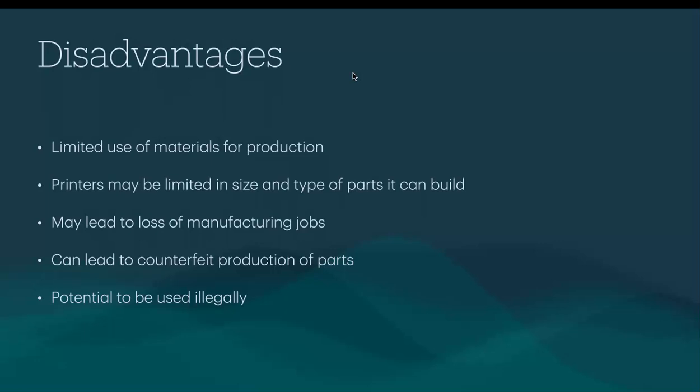So, what are some disadvantages? Well, it has limited use of materials for production. As stated, most 3D printers use thermoplastics. So if you're trying to build a part made out of steel or aluminum, something along those lines, or wood, that might not be possible. At least with a lot of the smaller 3D printers, they may be limited.